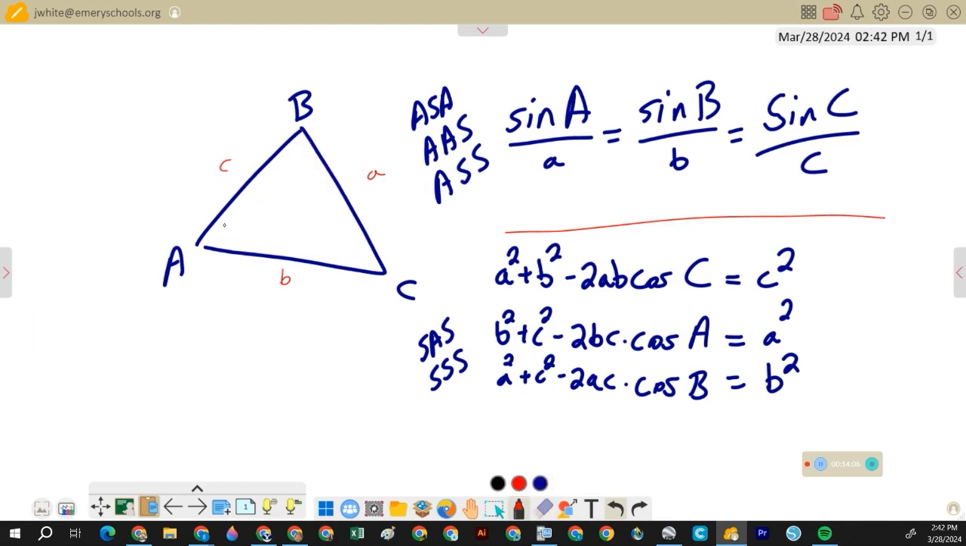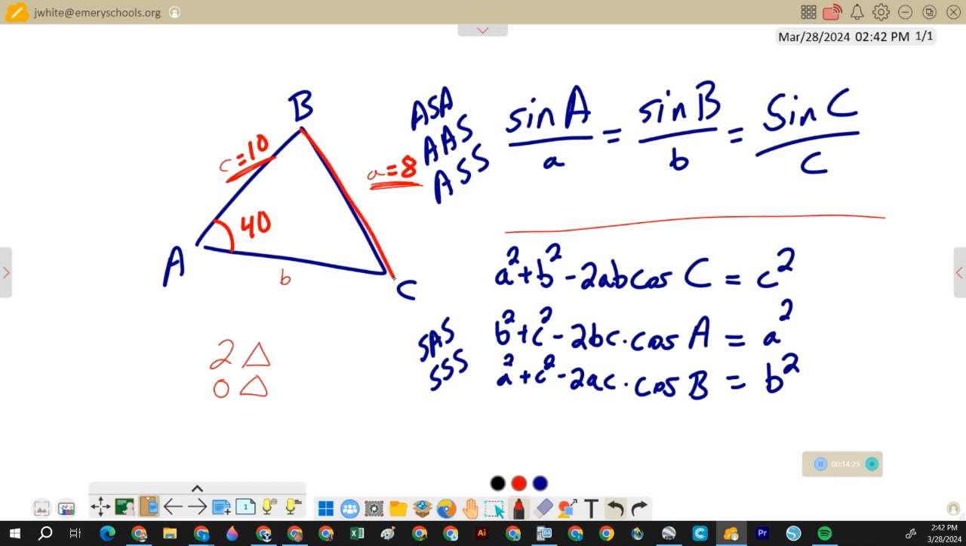Okay, so let's do the same problem. 40, 10, and let's make this an 8. Okay, so the second side is shorter than the first side. So either we have 2 triangles or 0 triangles.